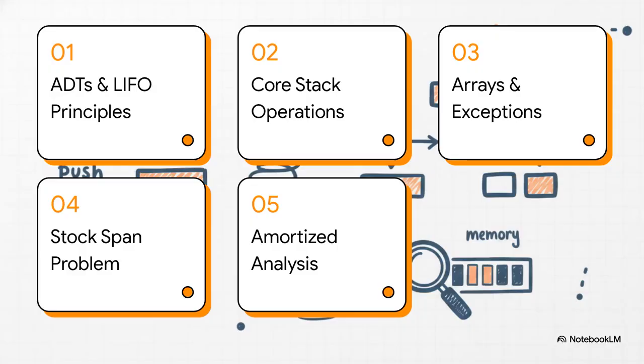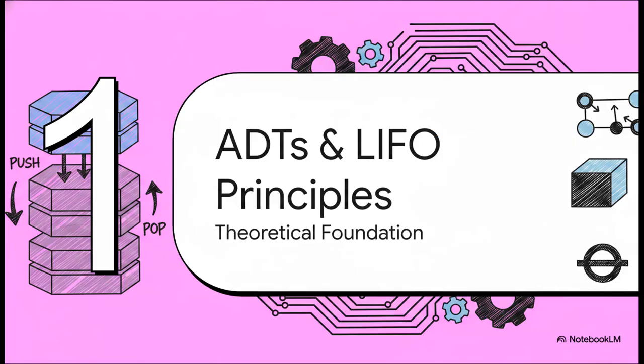So, here's our roadmap for today. We'll start with ADTs and LIFO principles, then cover core Java stack operations, followed by arrays, interfaces, and exceptions. After that, we'll solve the stock span problem, and finally dive into amortized analysis for growable stacks. Let's jump straight into Section 1, ADTs and LIFO principles.